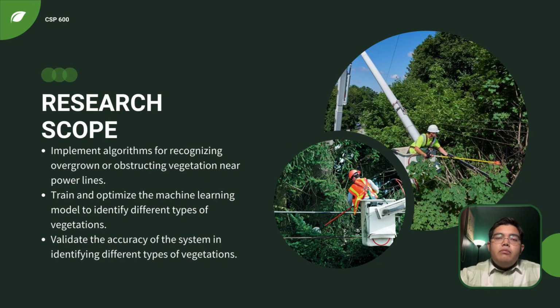In the mission of developing an image processing system for vegetation management, there will be the need for implementation of an algorithm to recognize any overgrown or obstructing vegetation that occurs near power line. The machine learning model also will be trained and optimized to identify different types of vegetation, and then the accuracy of the system in identifying different types of vegetation will be validated.